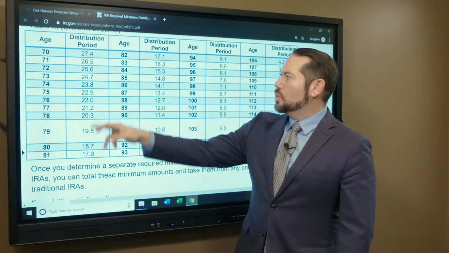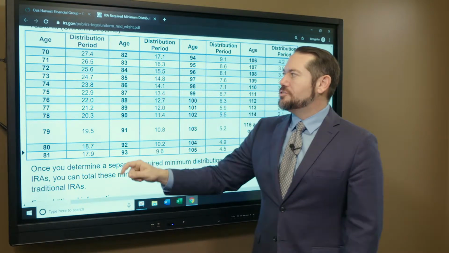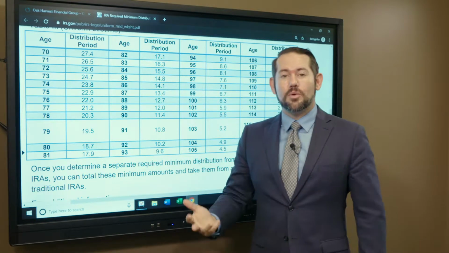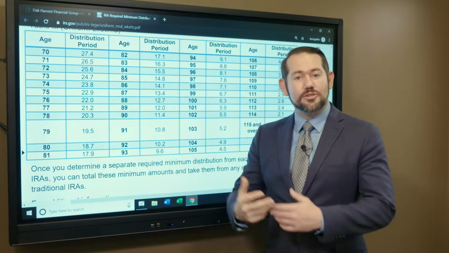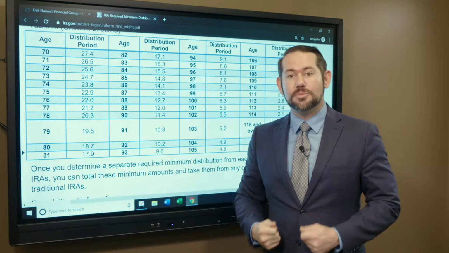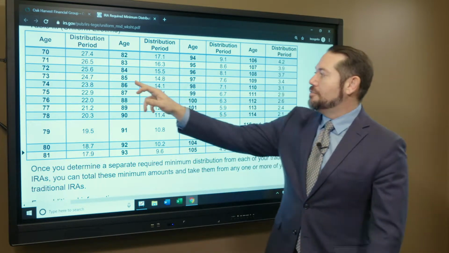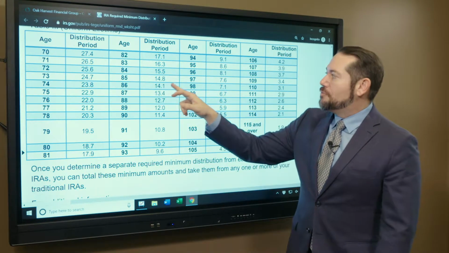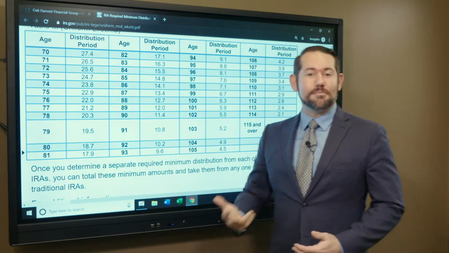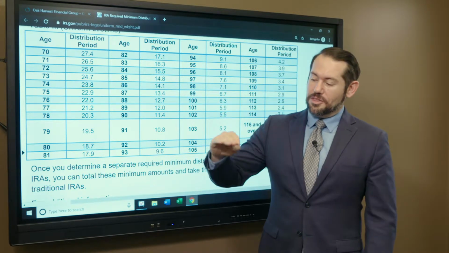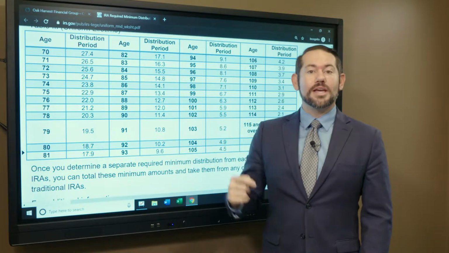So if we change these into percentages, 27.4 is about 3.65%. That's how much you have to take out for your first required minimum distribution. At age 85, you have to divide by 14.8. That's about 7%. So each year, the percentage that we have to take out of our IRAs increases.